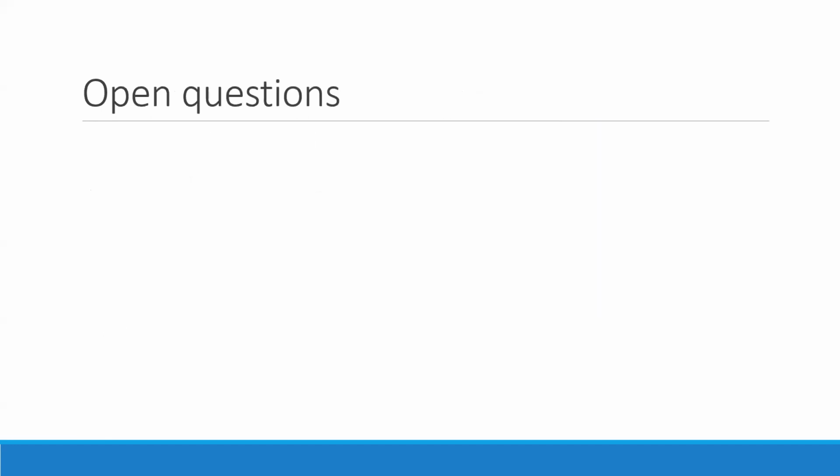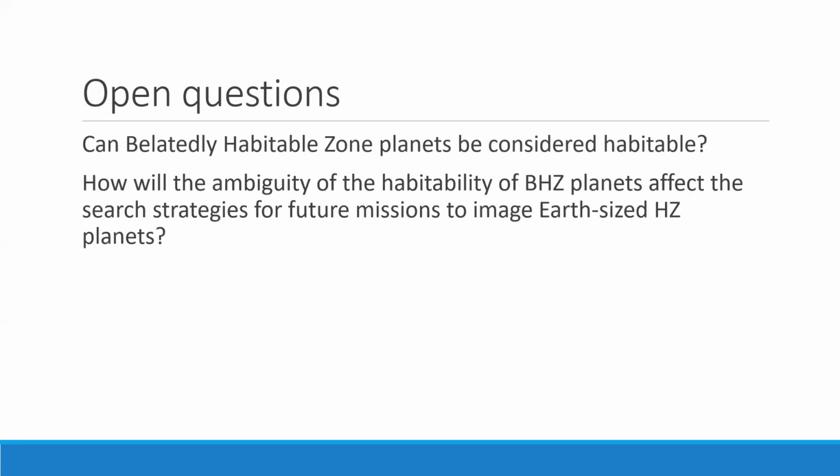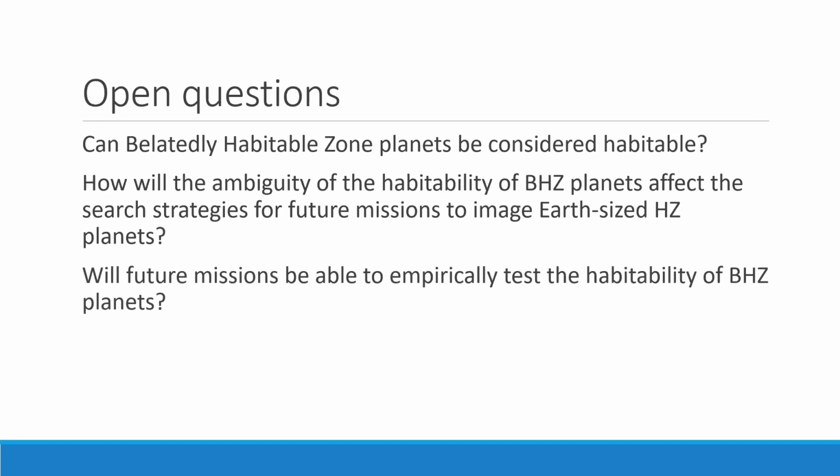So there are several open questions about these belatedly habitable planets. Can these belatedly habitable zone planets actually be considered habitable? And how does the ambiguity of the habitability of these planets affect the search strategies for future missions to image Earth-sized habitable zone planets? And will these future missions be able to empirically test the habitability of these belatedly habitable zone planets?